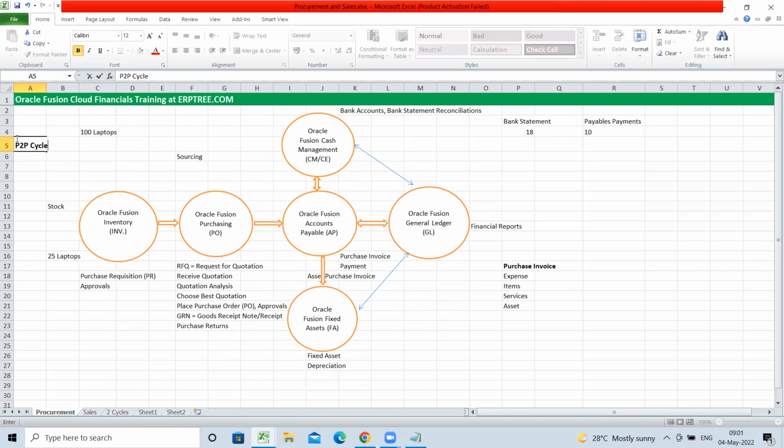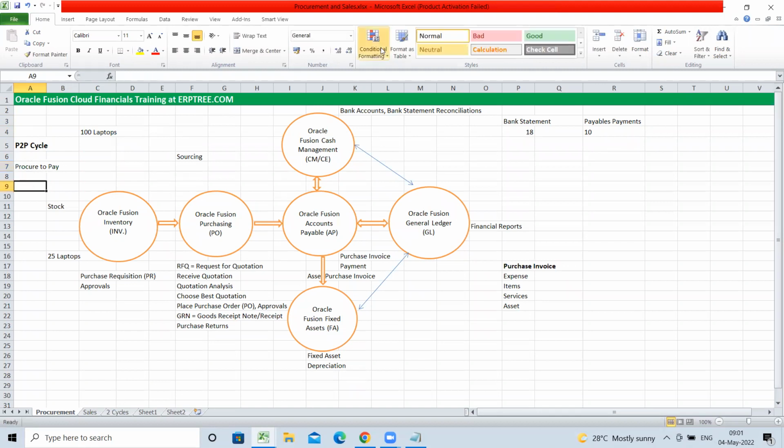P2P cycle. What does it mean by P2P? Okay, P stands for procure. The numeral 2 stands for "to". The other P stands for pay. Okay, P2P means procure to pay.